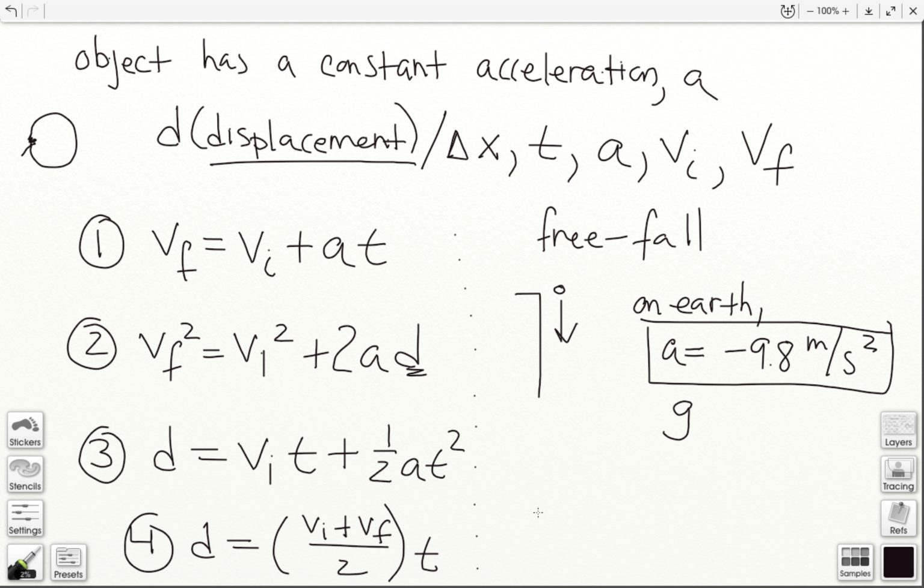So this is a brief overview of kinematics in 1D. In the next several videos we'll go over problems, and then the next section will be 2D kinematics.